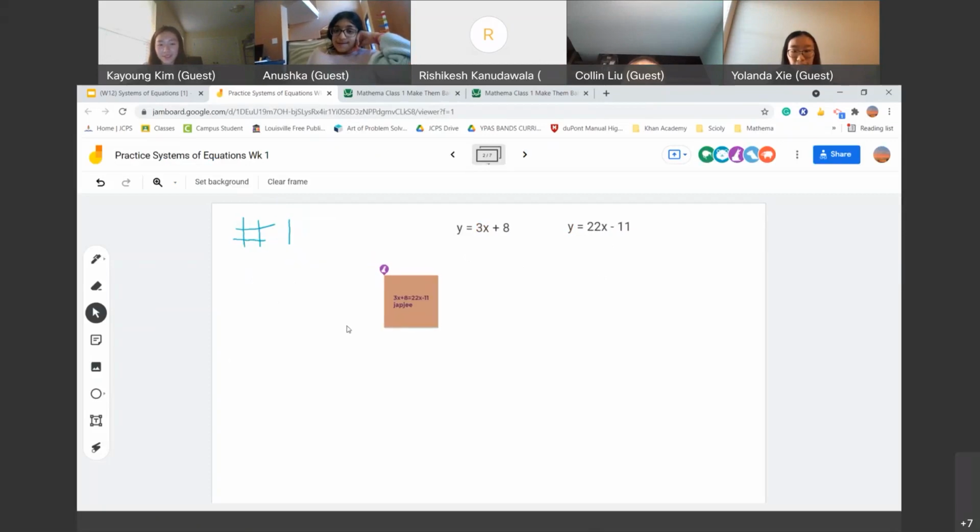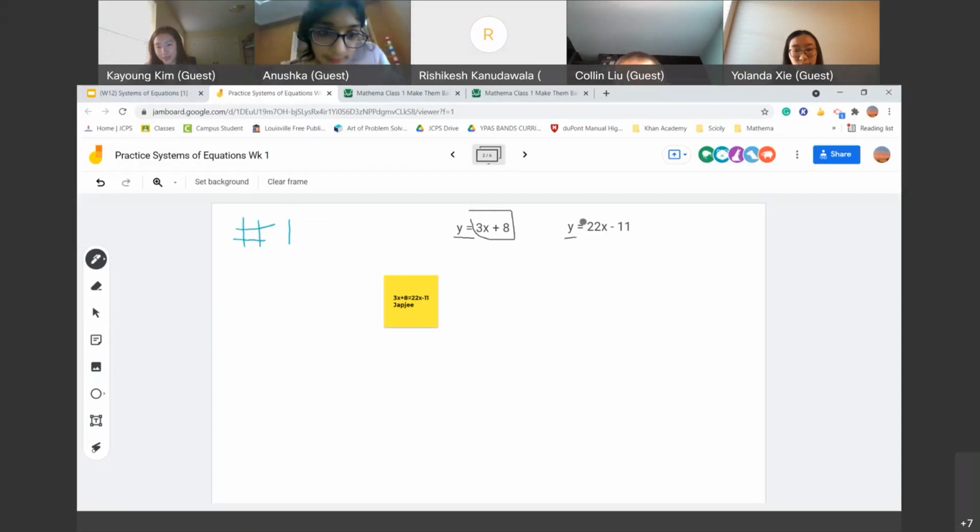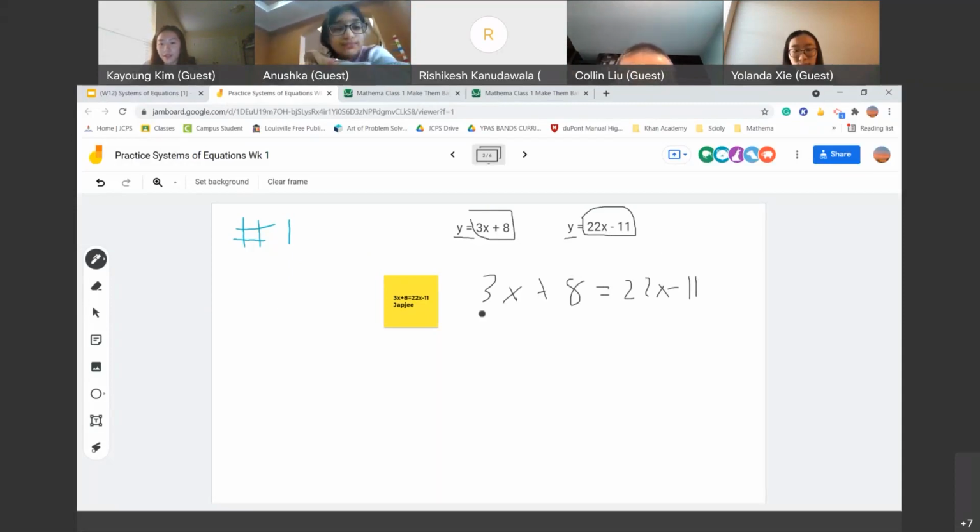Ooh, I see a really good one. Okay, yes, you're right. So y equals something else. So this must equal this, using our handy-dandy logic about a equals b and b equals c. So yeah, we're gonna do 3x plus 8 equals 22x minus 11. Anybody want to do this one? You can write it, or you can talk to me and I'll write it down for you.